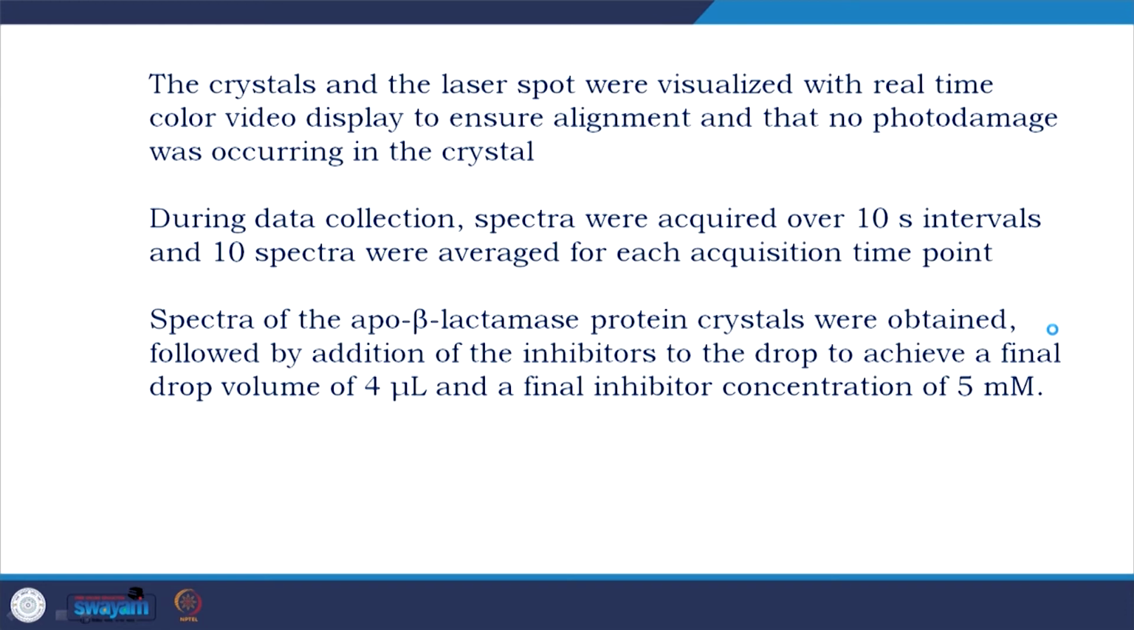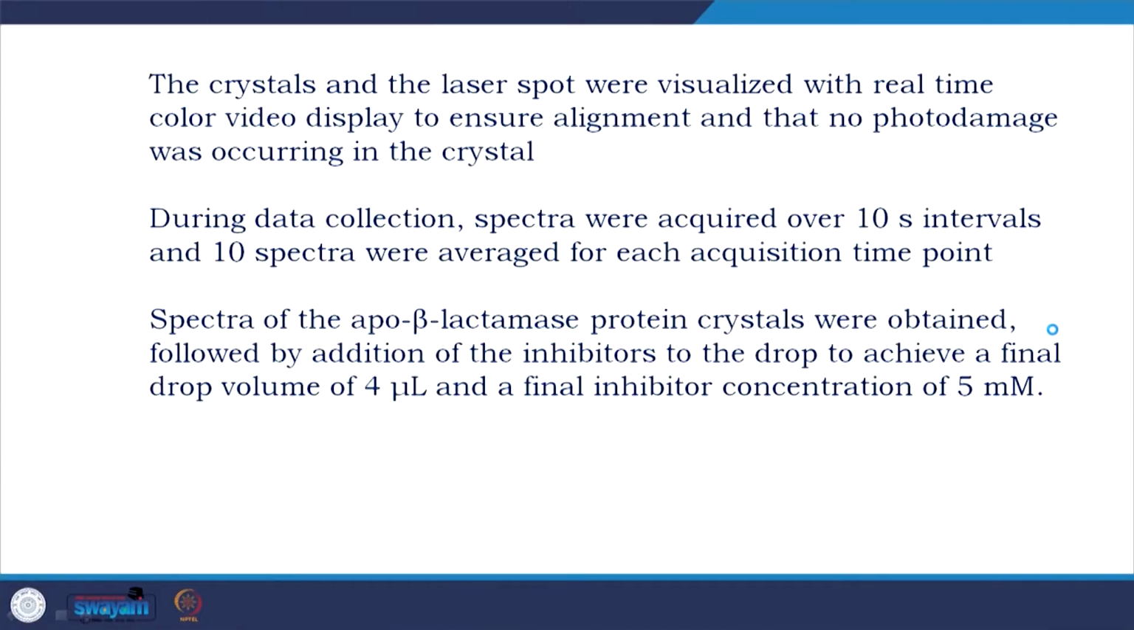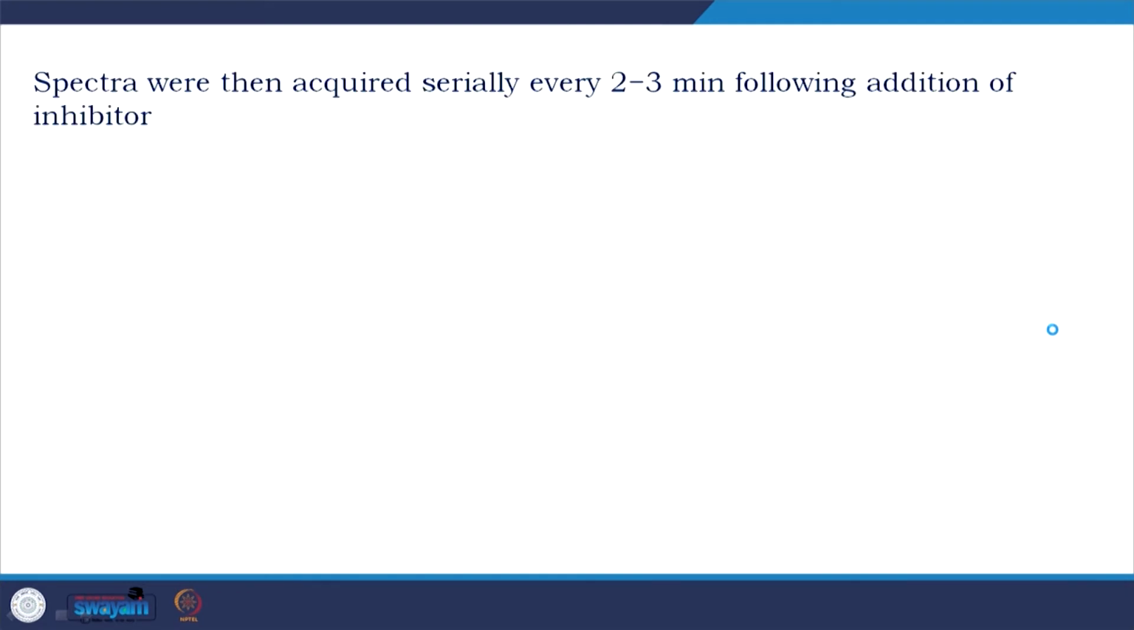During data collection, spectra were acquired over a 10-second interval, and 10 spectra were averaged for each acquisition time point. So, it is giving accuracy. Spectra of the apo-beta-lactamase protein crystals were obtained, where there was no small molecule, followed by the addition of the inhibitors to the drop to achieve a final drop volume of 4 microliter and a final inhibitor concentration of 5 millimolar. Spectra were then acquired serially every 2 to 3 minutes following addition of the inhibitor.